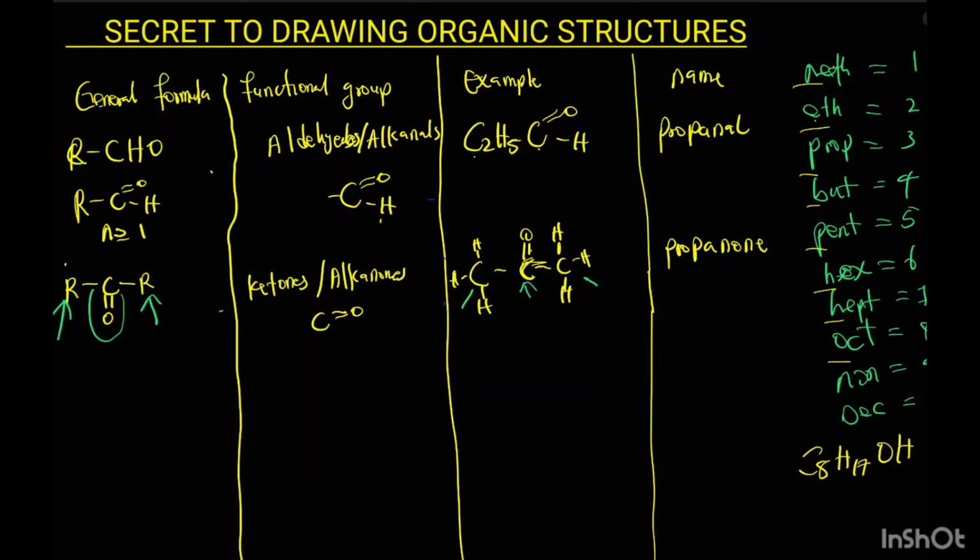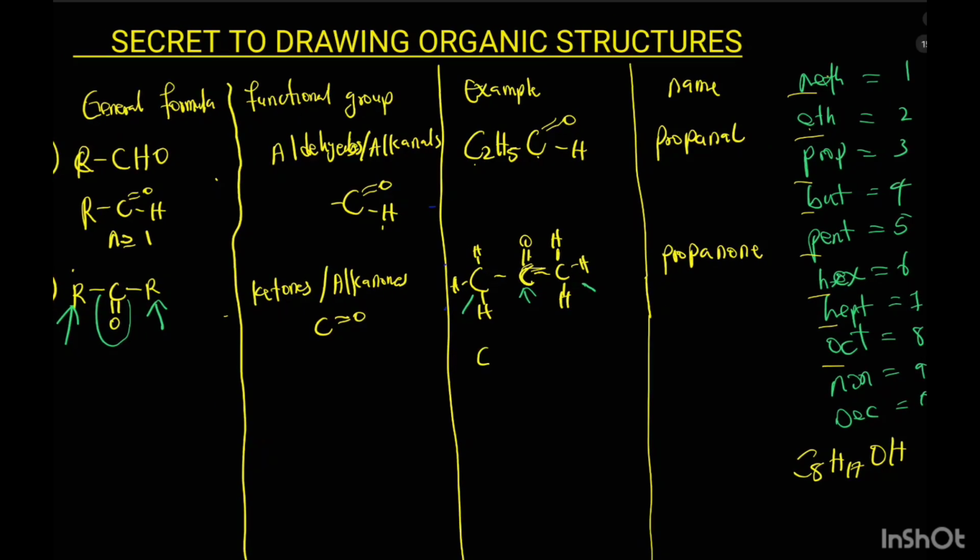Okay, so let us check for other examples. Let's say we have something like this. C, another C, another C, another C, another C. So here, we are dealing with how many carbons? 1, 2, 3, 4, 5. So where can we put our double bond? We can put it here, and we can put it here, because these are the carbons that can have the double bond, all right? I can also put it here too. We can also put it here.